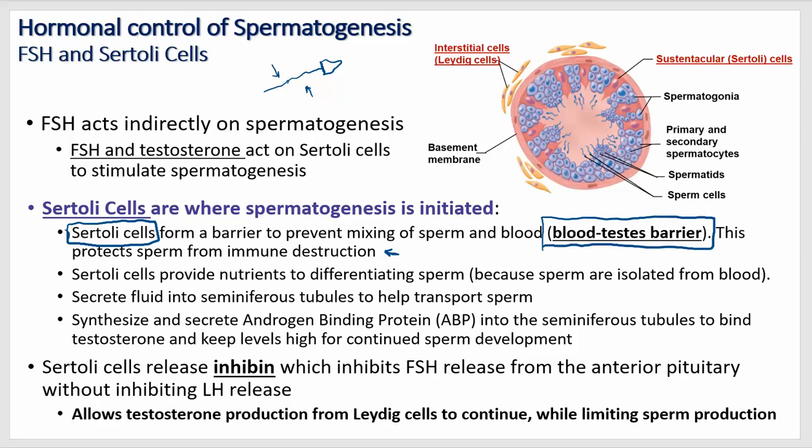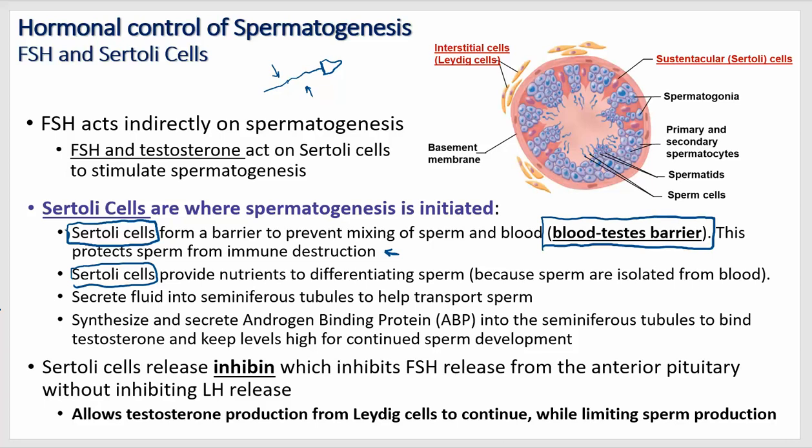So what else do Sertoli cells do? All the stuff we've kind of already talked about. They provide nutrients to differentiating sperm because the sperm are isolated from the blood. You can't just increase blood flow. You have to have these cells there to push the nutrients there for the sperm. They secrete fluid into the seminiferous tubules to help transport the sperm. They synthesize and secrete androgen binding protein.